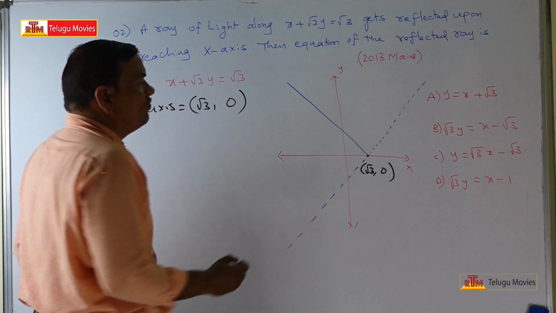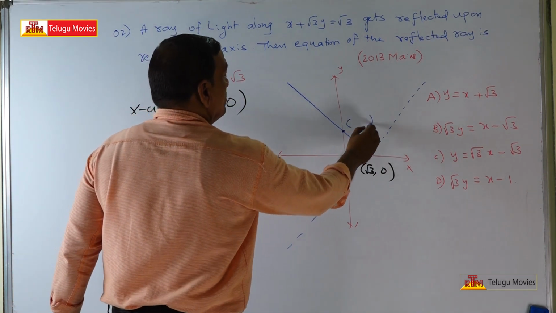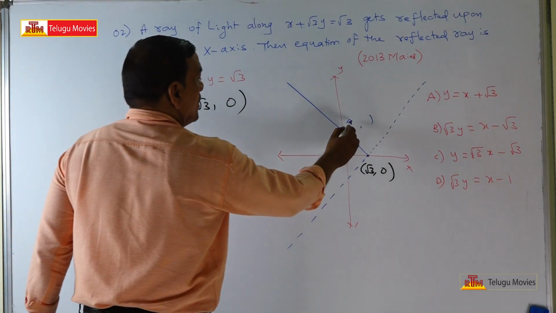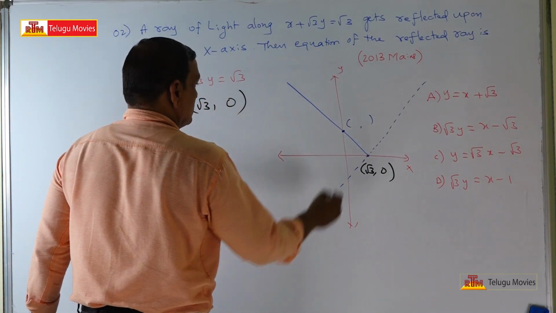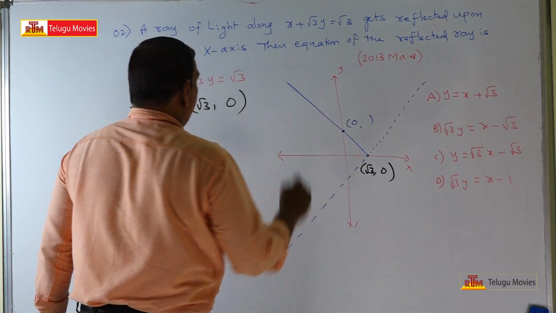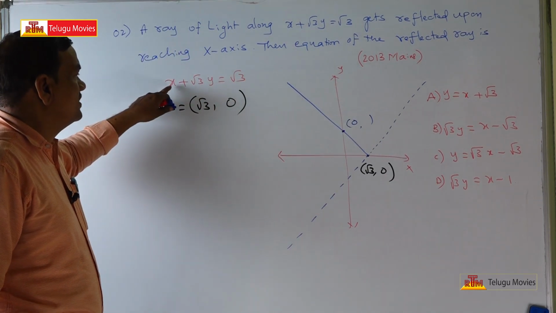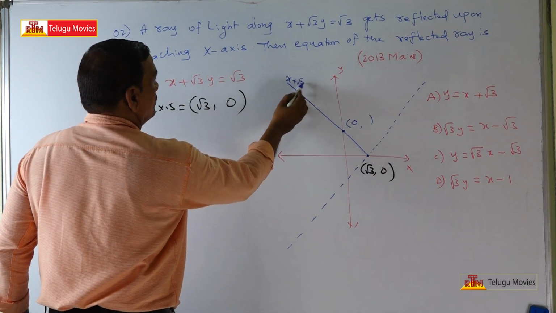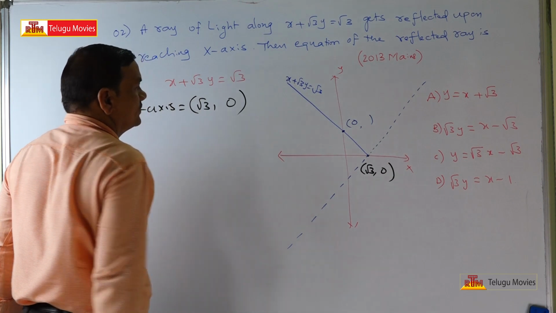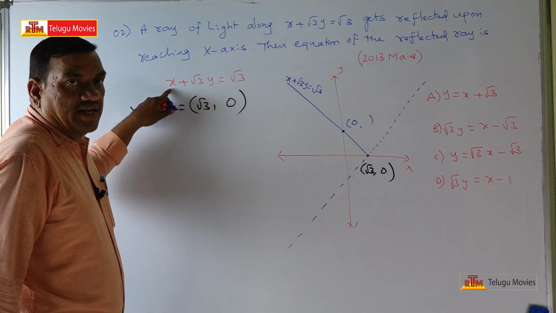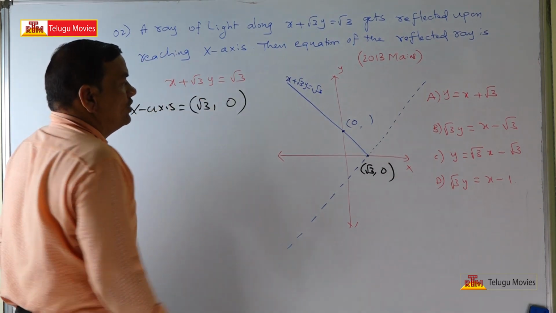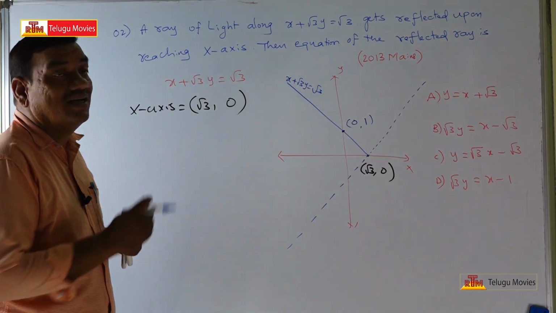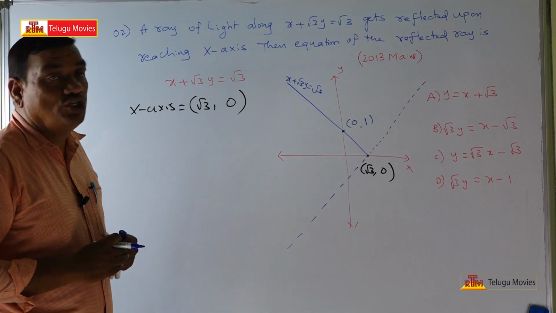Now what will be this point? On the y-axis, the x coordinate is 0. So if you substitute x is equal to 0 in the equation x plus root 3 y is equal to root 3, the y value is 1. So that is 0 comma 1. That means it intersects the y-axis at 0 comma 1.